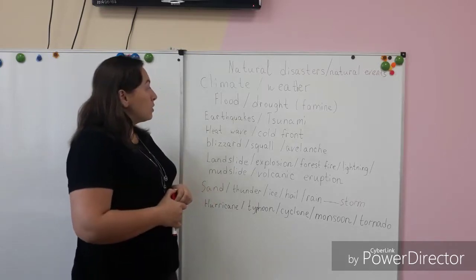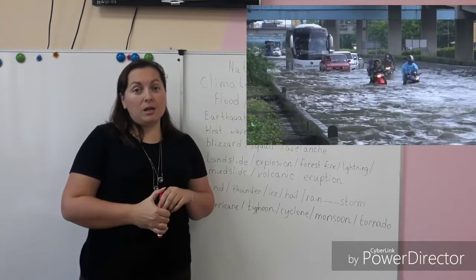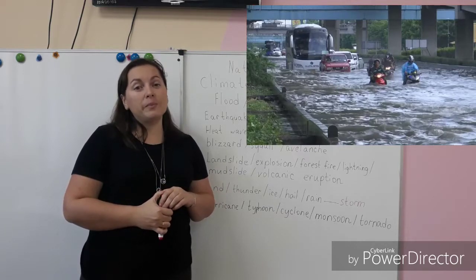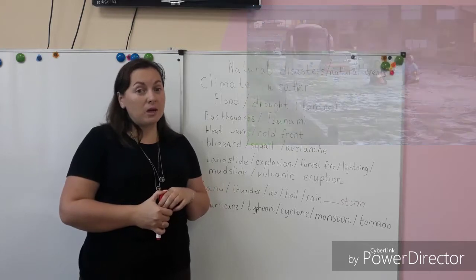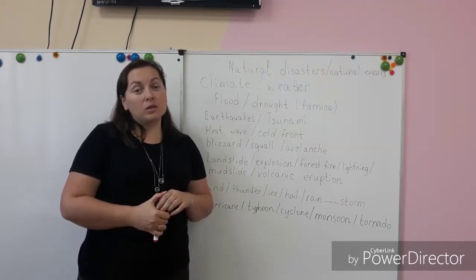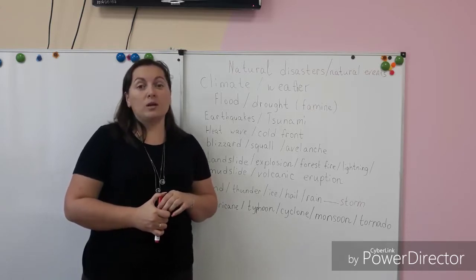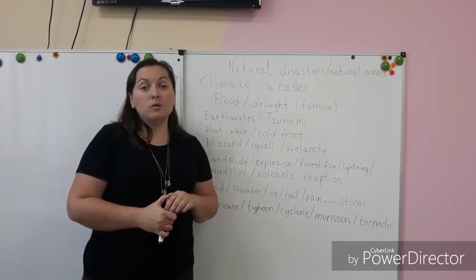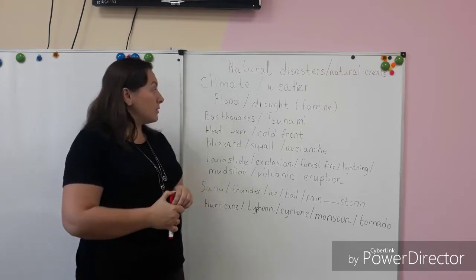So the first thing we will talk about is flood. Flood is a lot of water that covers many streets, plants, sometimes houses, and it is very destructive for the nature and for the people. And for example, in the west of Ukraine, because of deforestation, a process when people cut trees without thinking about the future, we have floods.